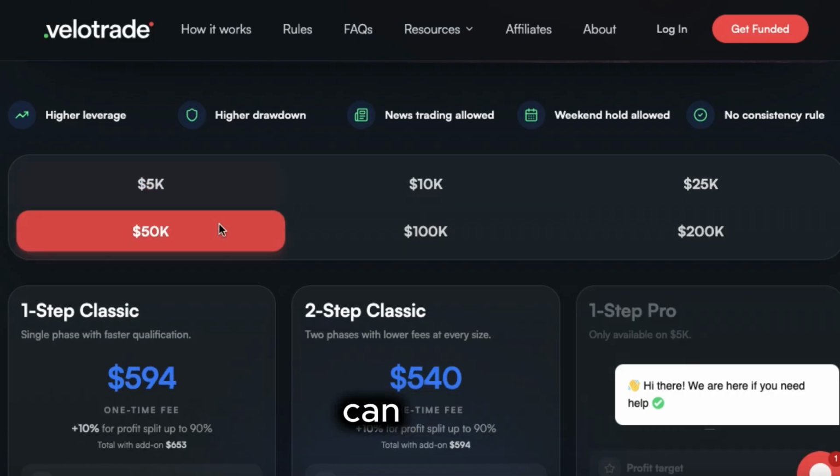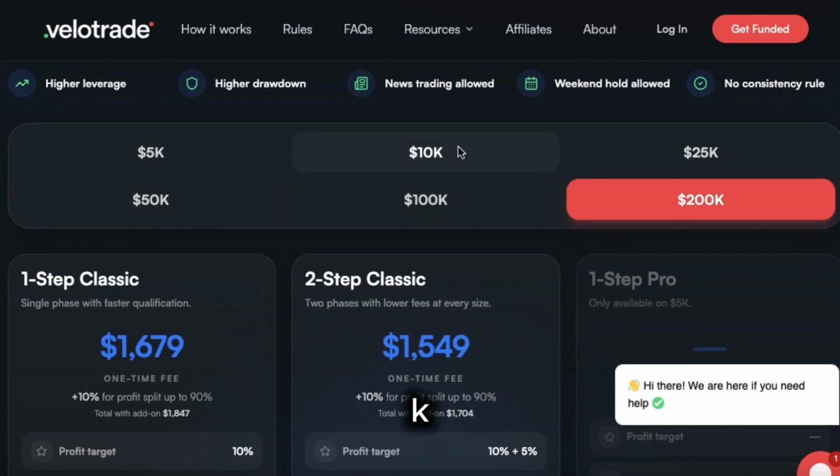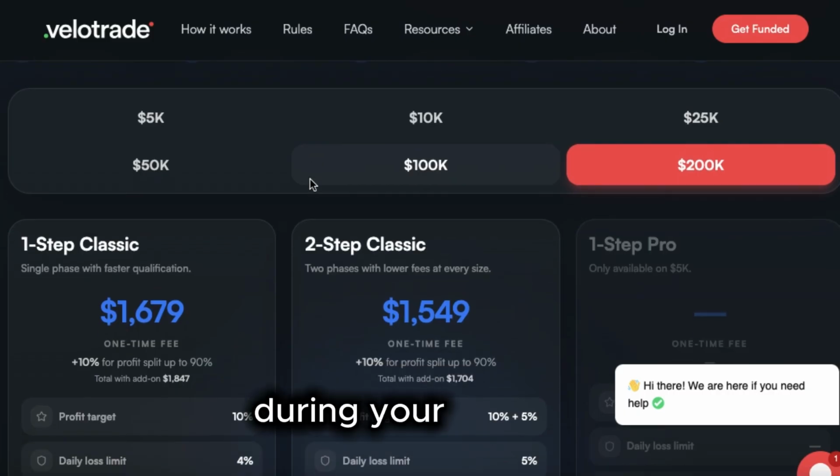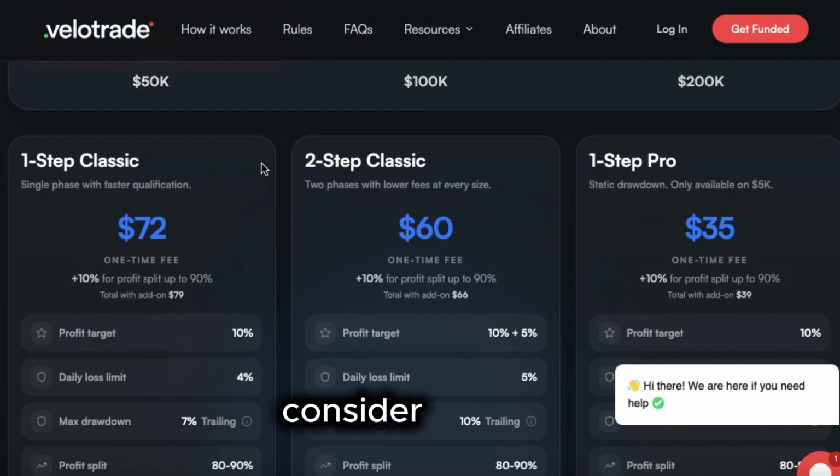And then you can go to the money-making challenges, 50K, 100K, and 200K. So first of all, consider this section as a whole during your learning journey. And then for each challenge, consider the two-step, easier with lower cost, or the one-step, faster to access the funded account with a higher cost.